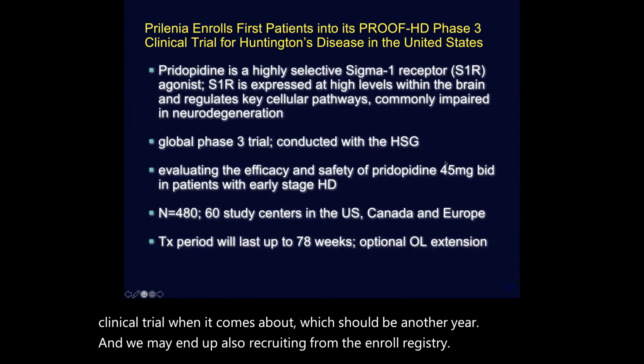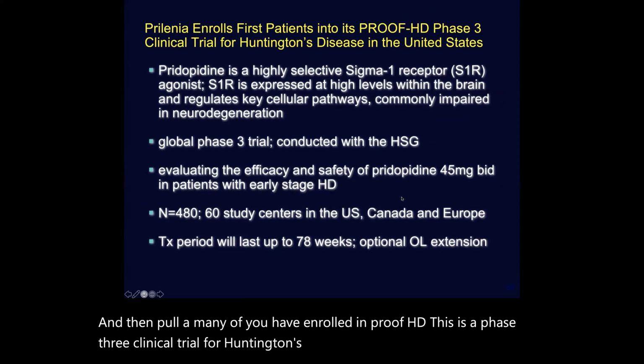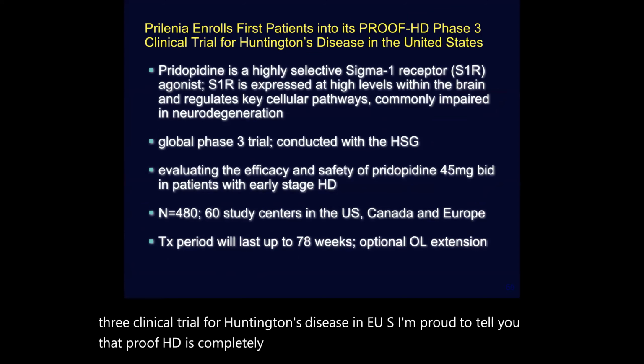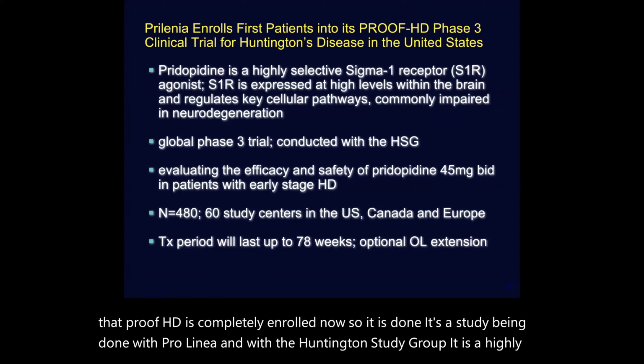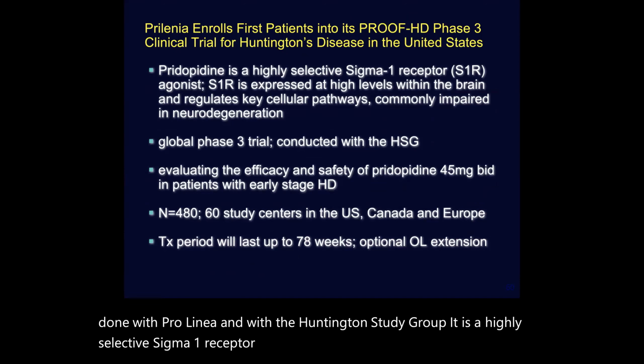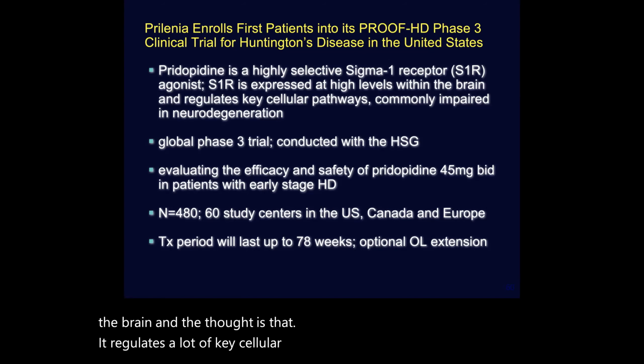And then Prilenia, many of you have enrolled in PROOF-HD. This is a phase 3 clinical trial for Huntington's disease in the US. I'm proud to tell you that PROOF-HD is completely enrolled now. So it is done. It's a study being done with Prilenia and with the Huntington Study Group. It is a highly selective sigma-1 receptor agonist that's expressed at very high levels in the brain. And the thought is that it regulates a lot of key cellular pathways that are commonly impaired in neurodegeneration.